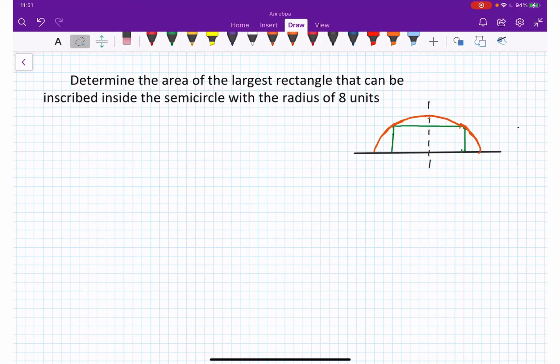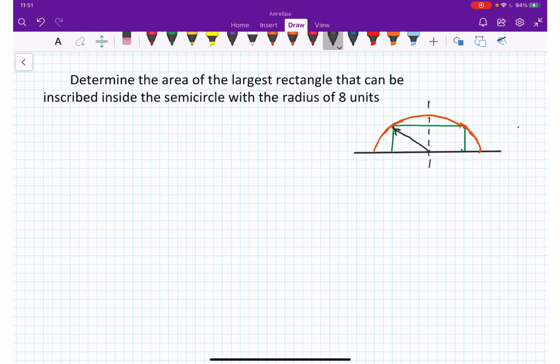Determine the area of the largest rectangle that can be inscribed inside of semicircle with the radius of 8 units. Okay, let's see what we have here. Radius 8 units. Here we have radius. Okay, this is 8 units, which means here also 8 units, right? That's our radius. Okay, and we need to determine the area of the largest rectangle.